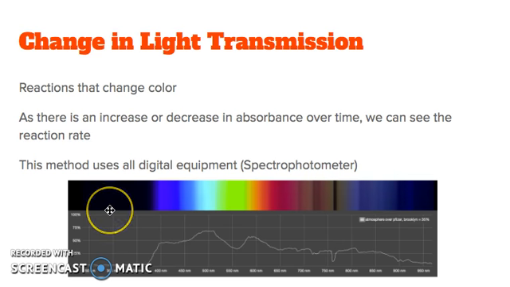the light transmission method. And if there's a change in color, there will be an increase or decrease in absorbance over time. And for this method, you actually need technology, so you can't do it manually. You need, for example, a spectrophotometer, I can never say that, and it'll track the transmittance of light as the reaction takes place, and you can use that to create a curve.